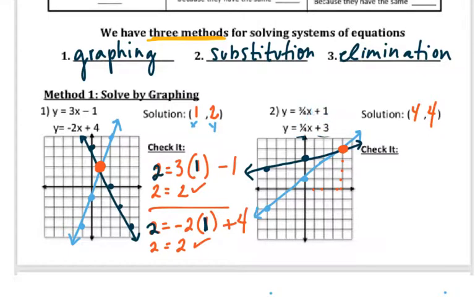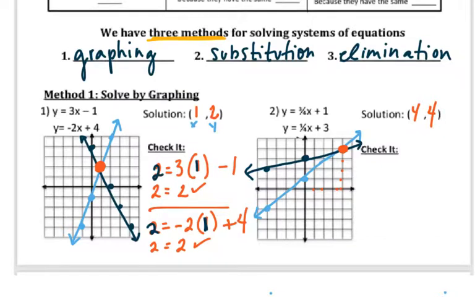So now you can take that ordered pair, (4, 4), and you can plug it in. Y is 4, X is 4. You can see if the left side would equal the right side. Same thing here. Plug in X is 4, Y is 4. Make sure the left side equals the right side. That's how we can check that our solution is correct.